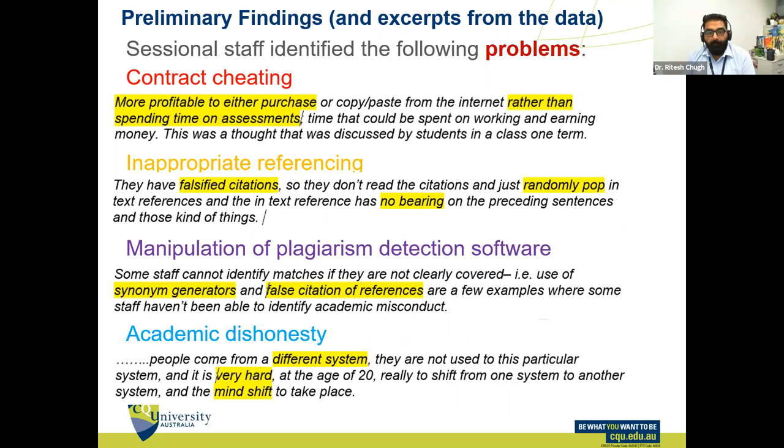Contract cheating. If you look at those quotes and try to identify the reasons, it's more profitable to either purchase or copy paste from the internet rather than spending time on assessments. This is what staff is saying about their perception of what the students think. They are obviously talking to students. So students are saying, well, we don't have to be spending too much time. We might rather just go and purchase or copy paste from the internet.